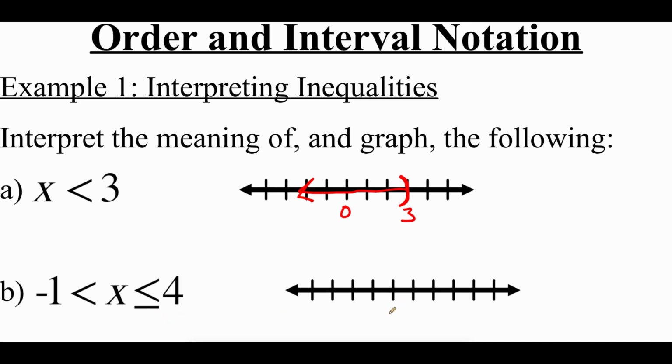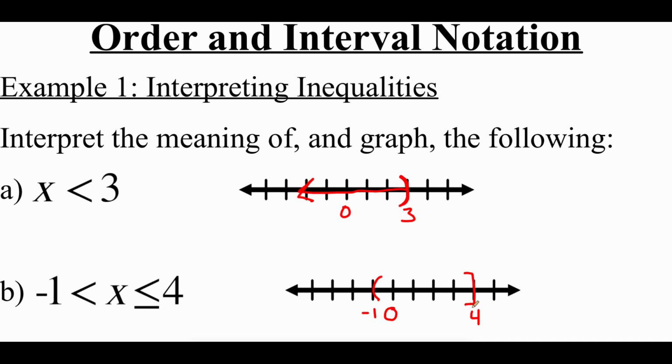Again, I'm going to place 0, so somewhere in the middle here is 0, meaning that negative 1 would be just to the left of it. Now, negative 1 is not included in the interval, so I'm going to put a left parenthesis at negative 1. Now, as we look at 4, 4 is included in the interval, so this is going to look a little bit differently. Instead of using parentheses, we're going to use a square bracket. So I'm going to put a right square bracket along 4 since that value is included.